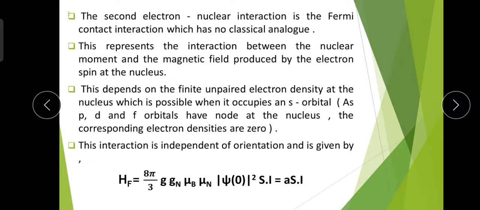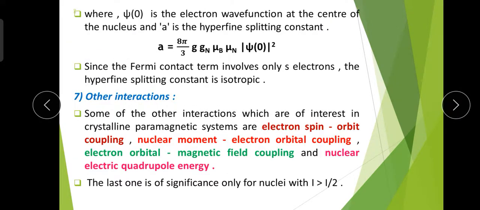Which is equal to A into S into I, where A is this term, that is 8 pi upon 3 into g into gn into mu B into mu n into mod psi of 0 square. This is the A, which is the hyperfine splitting constant. So we can write like this, where psi of 0 is the electron wave function at the center of the nucleus.